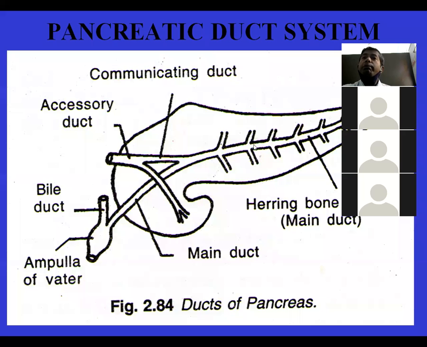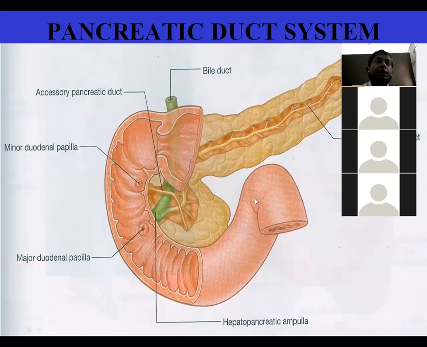The main duct starts from the left side, from the spleen, and opens into the duodenum at the major duodenal papilla. It also has an accessory duct, which opens again into the duodenum at the minor duodenal papilla. So you can see here, this is the main duct, and these are the small openings in the main duct.